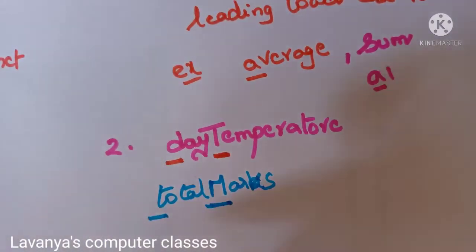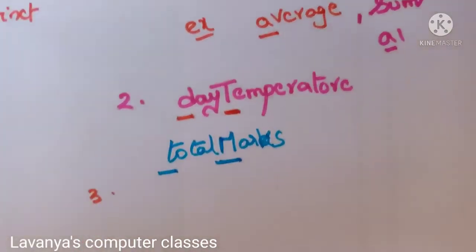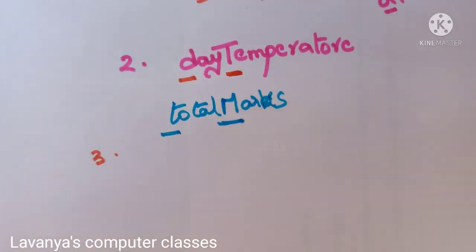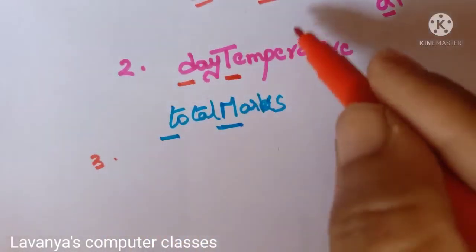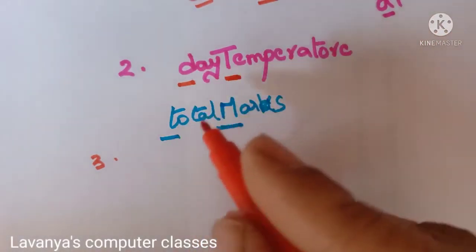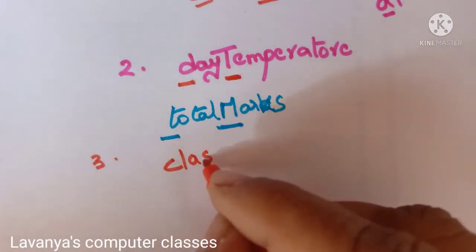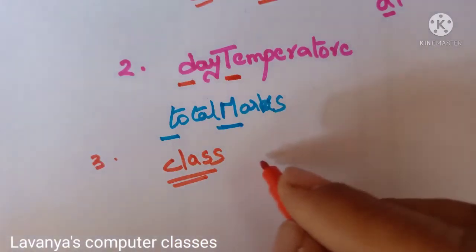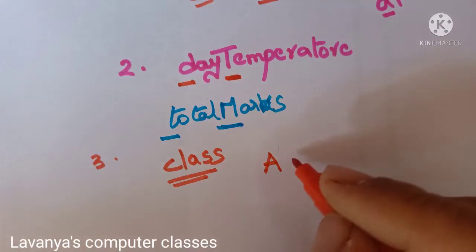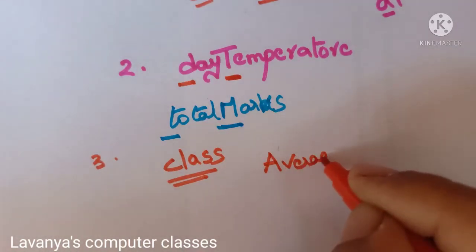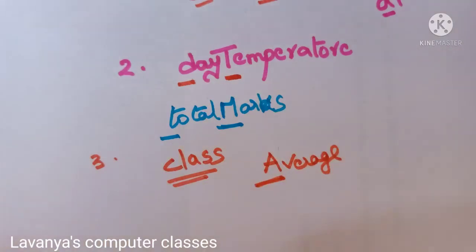Then the third rule is, what is the third rule? All classes and interfaces start with a leading uppercase letter, and the remaining characters are small letters. So what is the class name? This is the rule for variables. Now if you want to give a name for a class, how can you start? The first letter should be a capital letter. For example, my class name is Average, so the first letter should be a capital letter. A class always starts with a capital letter.